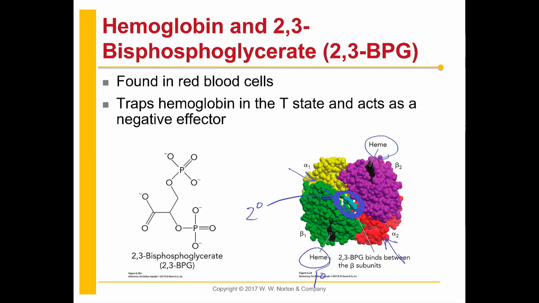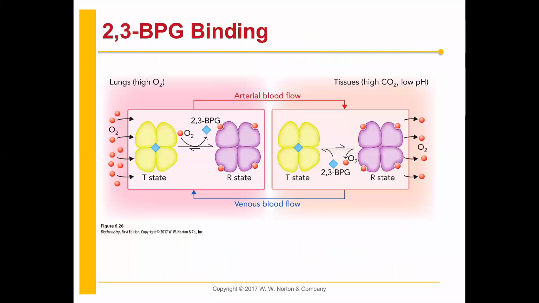Why? Well, all of these charged phosphoryl groups, right? All of these charges interact with positively charged residues in the hemoglobin, histidine and lysine, and it stabilizes the molecule in the T state. So it doesn't want to go to the R state, which is the one that has the oxygen bound.